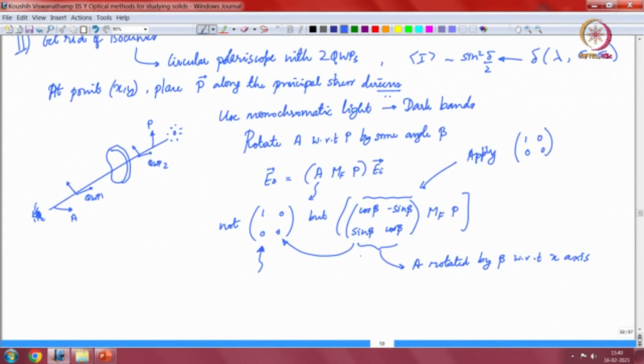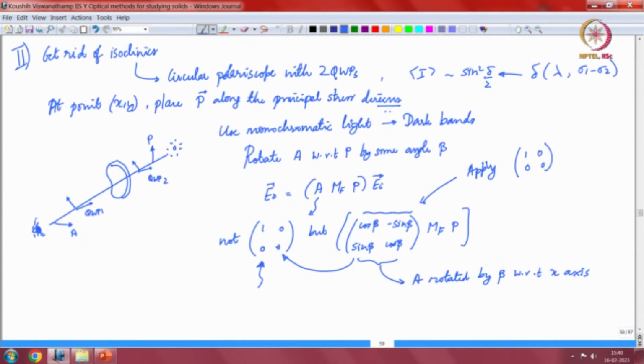After this, we said the isoclinics have done their job. The information that you can use about the orientation of the principal stress is already obtained, and so the next step is to get rid of the isoclinics, because they interfere with your interpretation of the actual stress values. So for this we saw that you could use a circular polariscope, which basically has 2 quarter wave plates, one after the polarizer and one before the analyzer, and we discussed what this quarter wave plate does, and then we saw that the resulting intensity goes like sin square delta by 2, okay, delta being a function of the wavelength of the incident light and the magnitude of the difference of the principal stresses, right.